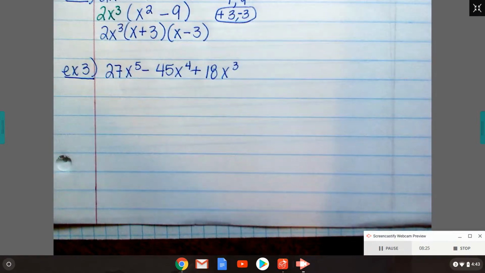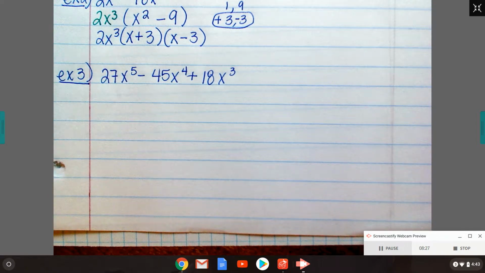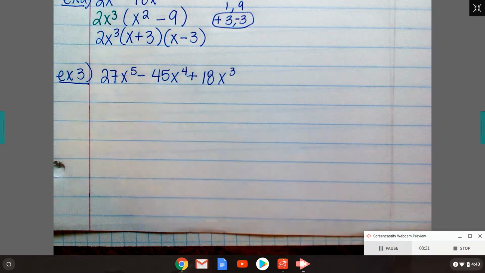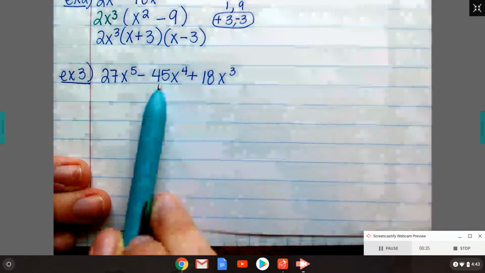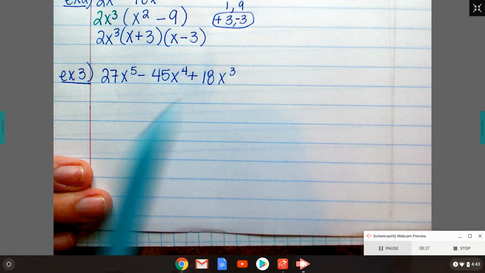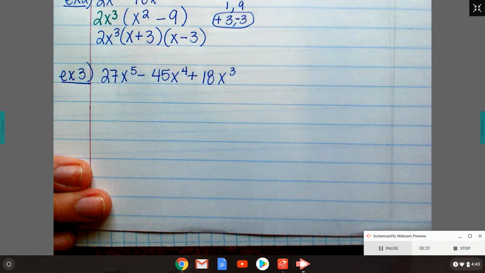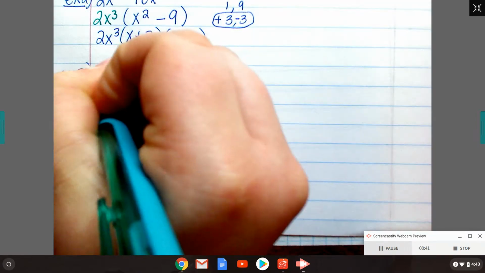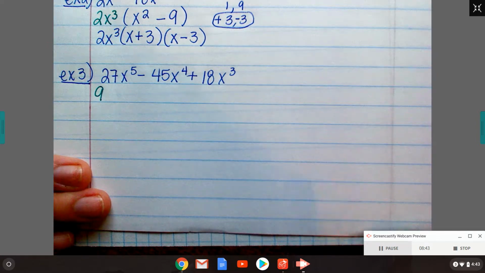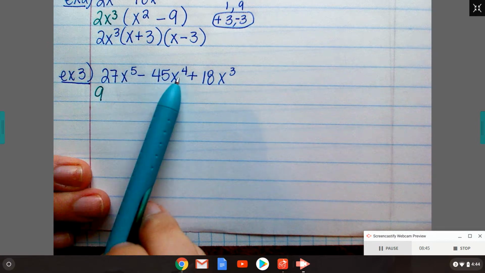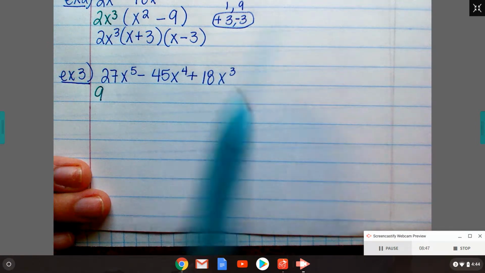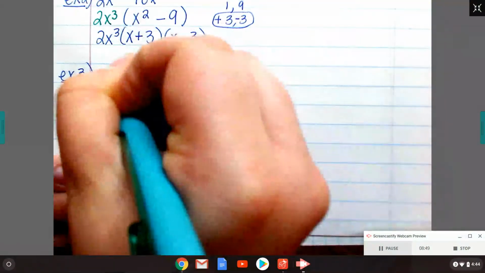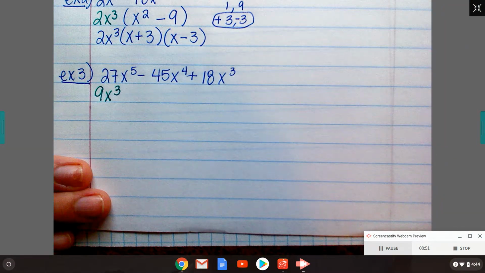All right, our next one here, example 3, is 27x to the 5th minus 45x to the 4th plus 18x cubed. What we'll look for first is just our coefficients, 27, 45, and 18. Hopefully we got our math facts down. I noticed there's a 9 in common with all three of those. We can pull a 9 out. Further than that, I've got degree 5, 4, and 3, the smallest of which being 3. So I can pull out a 9x cubed.